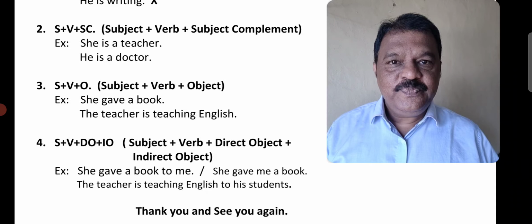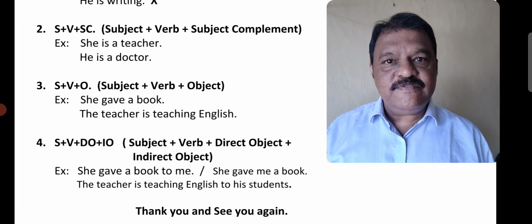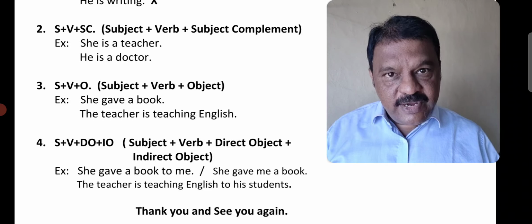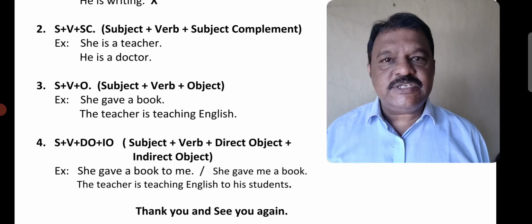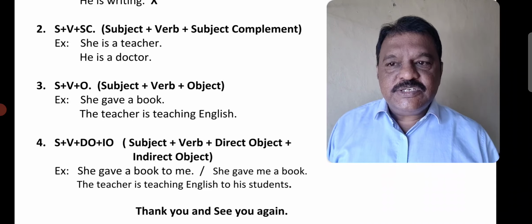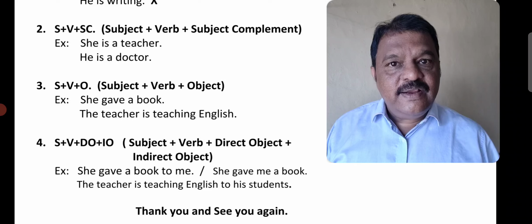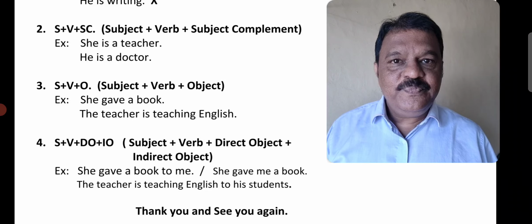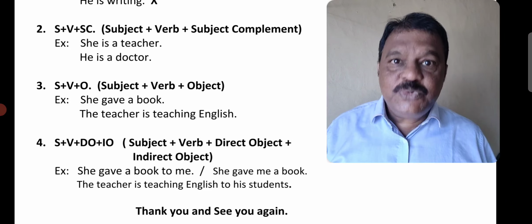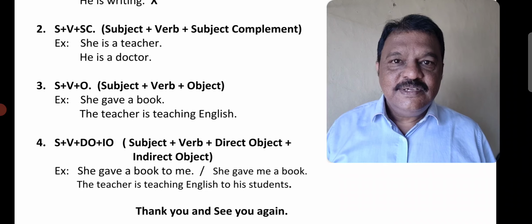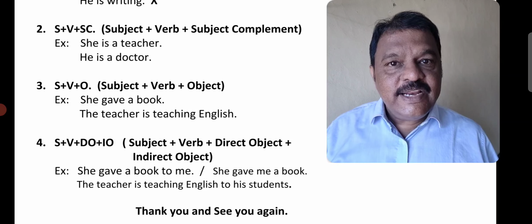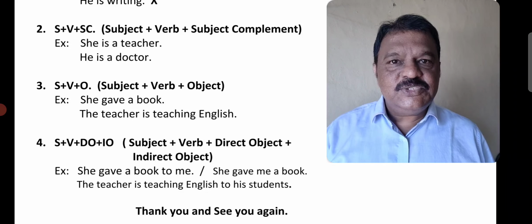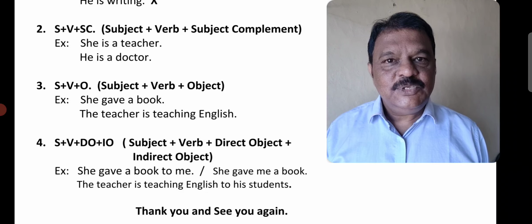To whom? With the help of subject and verb, possibly you can take the help of the direct object also. Let's ask the question. The teacher is teaching English to whom? To his students, right? So his students is the indirect object in this sentence. You got it?